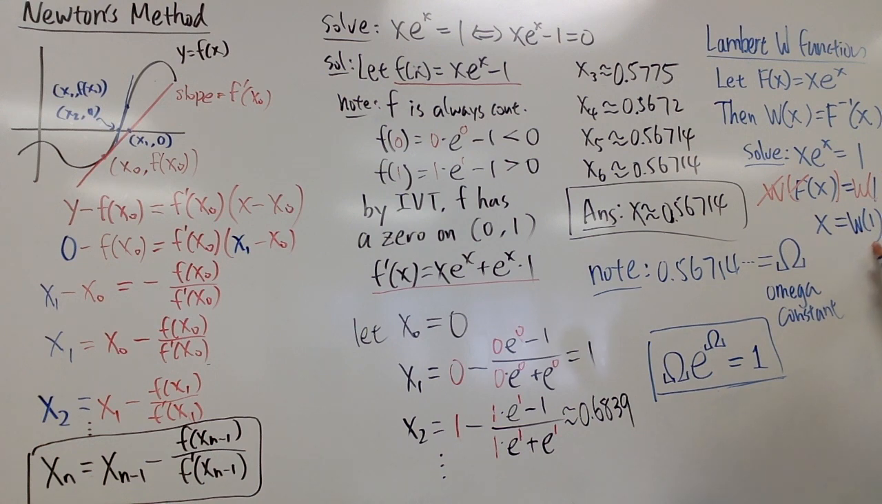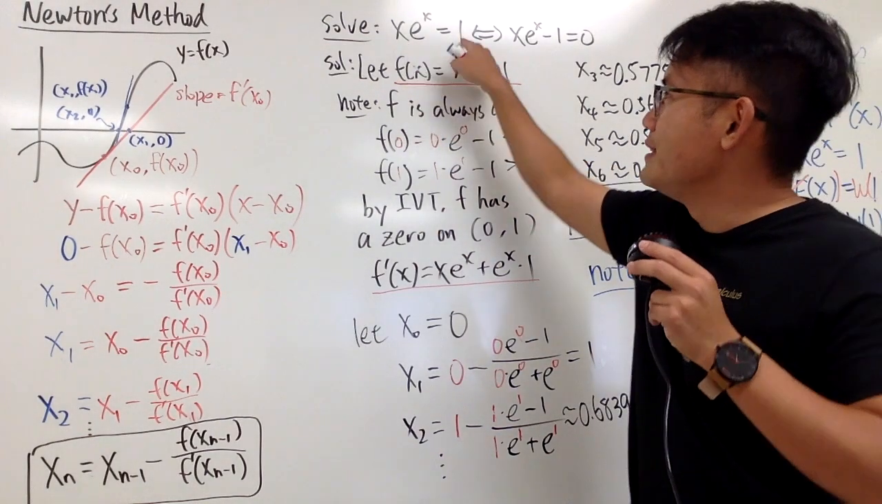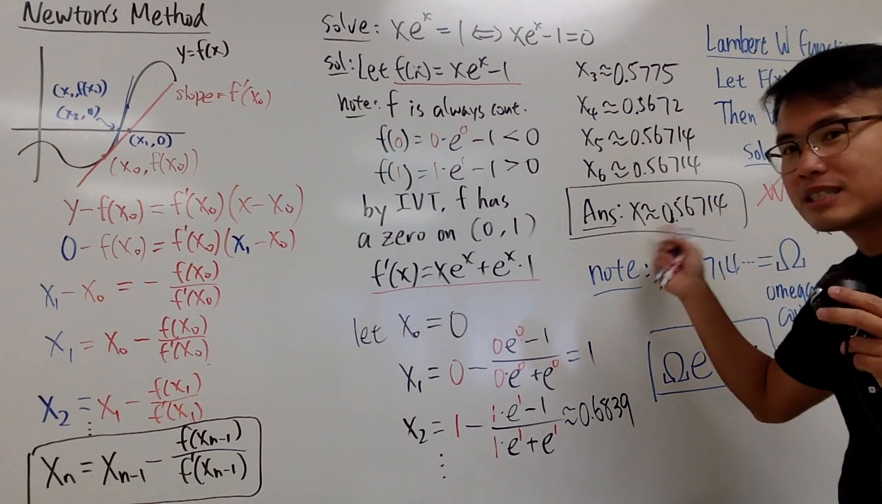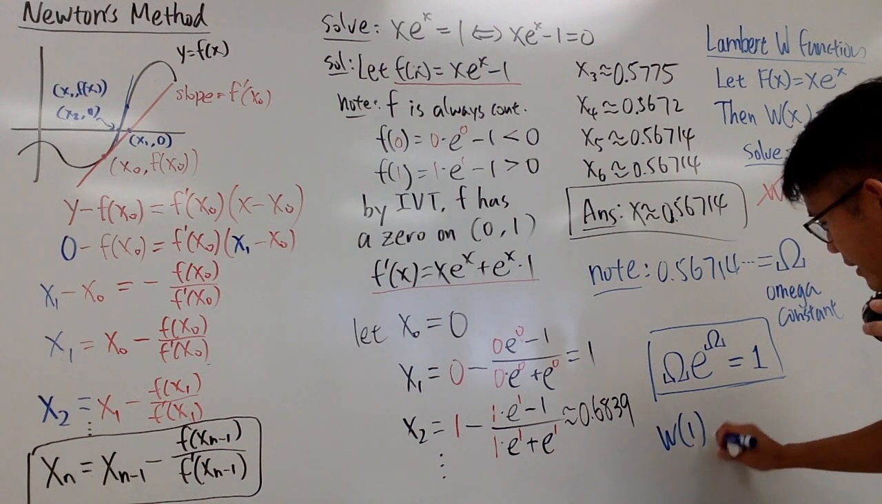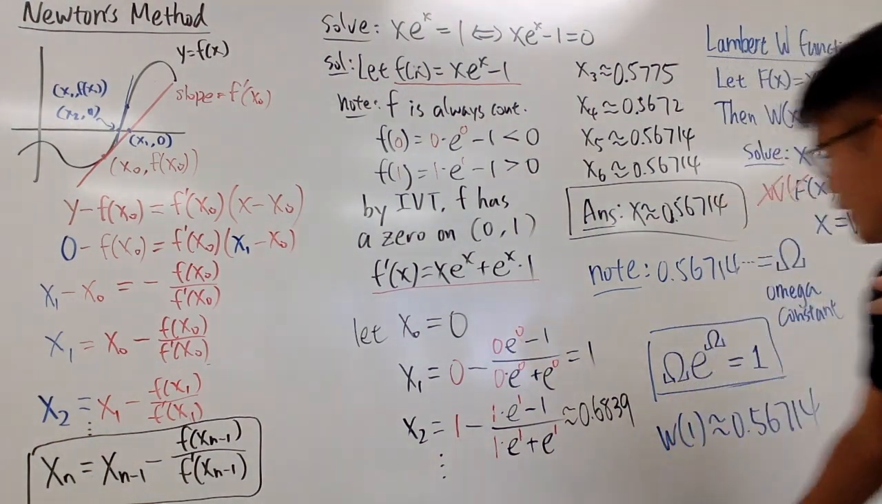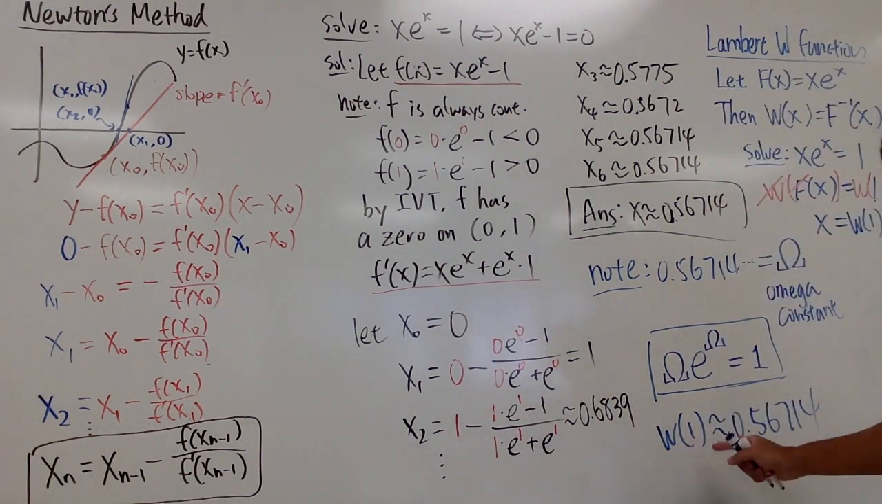And now you may be wondering, what is W of 1? Well, this is supposed to be the solution to this equation. And in fact, we did that earlier already. Because the solution to this equation is approximately 0.56714. Therefore, we know W of 1 is approximately the same as this. So if you would like, you can write it down right here. W of 1 is approximately 0.56714. But better yet, this number, we call it the omega constant. In other words, W of 1, this right here, is the omega constant.